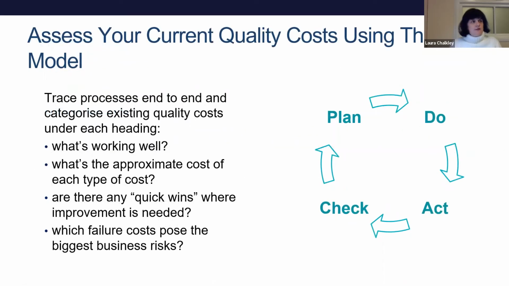And then you should be looking to assess your current quality costs using the PAF, that's the prevention, appraisal and failure model. Look at tracing your processes end to end and categorise the existing quality costs under each. What's working well? What's the approximate cost of each type of cost? So, for example, if you're doing your auditing, is it costing you £2,000 a month? Is it costing you £500 a month? Are there any quick wins that you can see where improvement is needed?